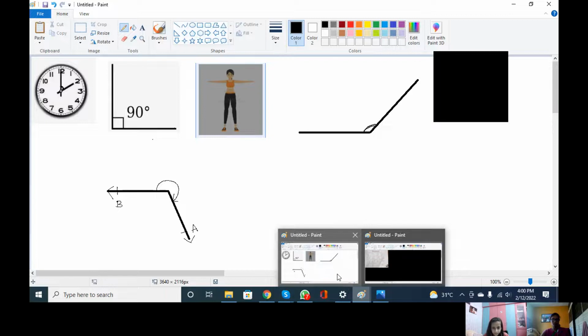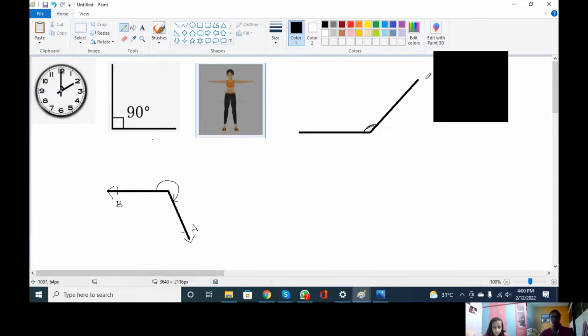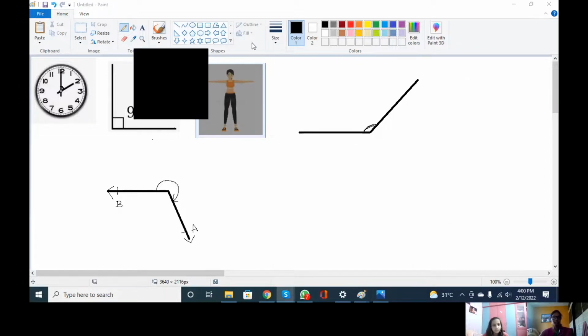Pairs of angles. In this, you are going to learn, the first one is complementary angle.